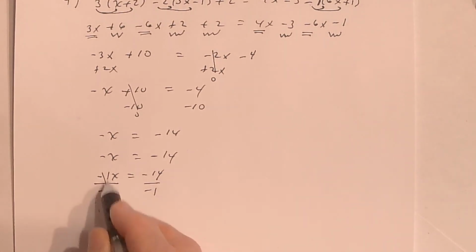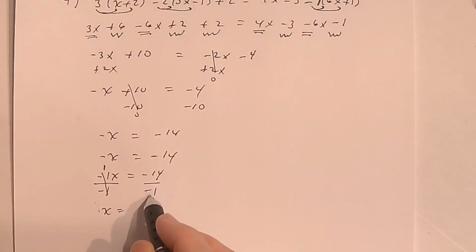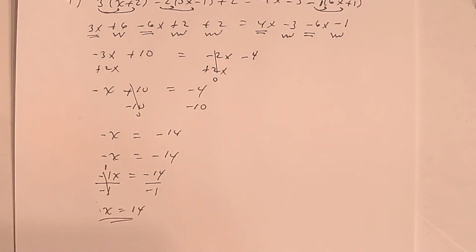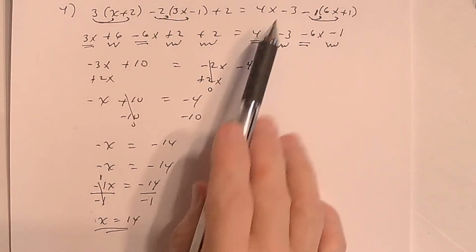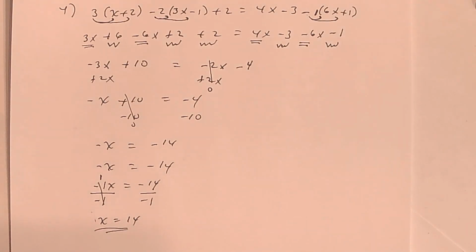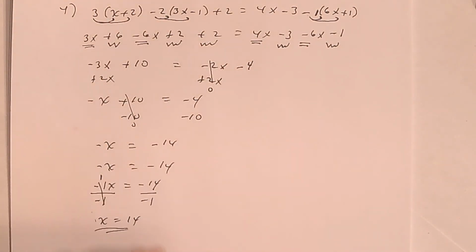And so negative 1 divided by negative 1 is 1. 1 times x is x, equal, and remember, negative divided by negative is a positive. 14 divided by 1 is 14. And so there's your solution. So the solution is 14. The solution to this equation is 14, the solution to this equation is 14, and so on. And so the solution to the original problem is 14. Okay? So that's the value of the variable that will make this side equal to that side. And it's the only one that's going to work.